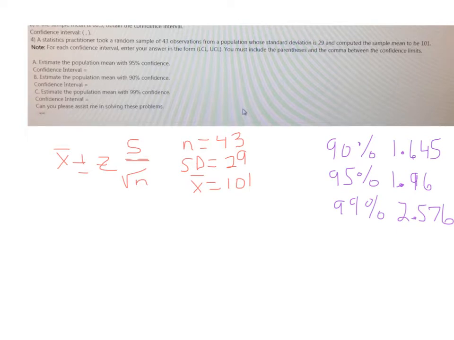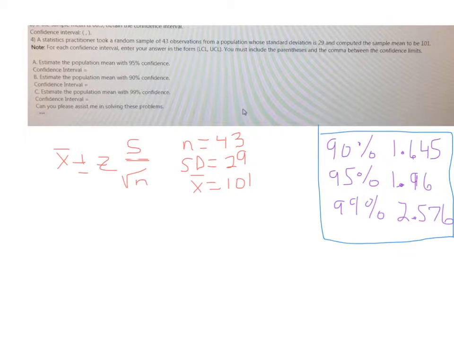Hello, Tricia. Here's question 4 from the questions that you sent me. When you're calculating a confidence interval, what I've done is I've written over here the z-scores for the different confidence intervals. I'll go through the first question, and then I'll let you do the second and third questions, part B and C.